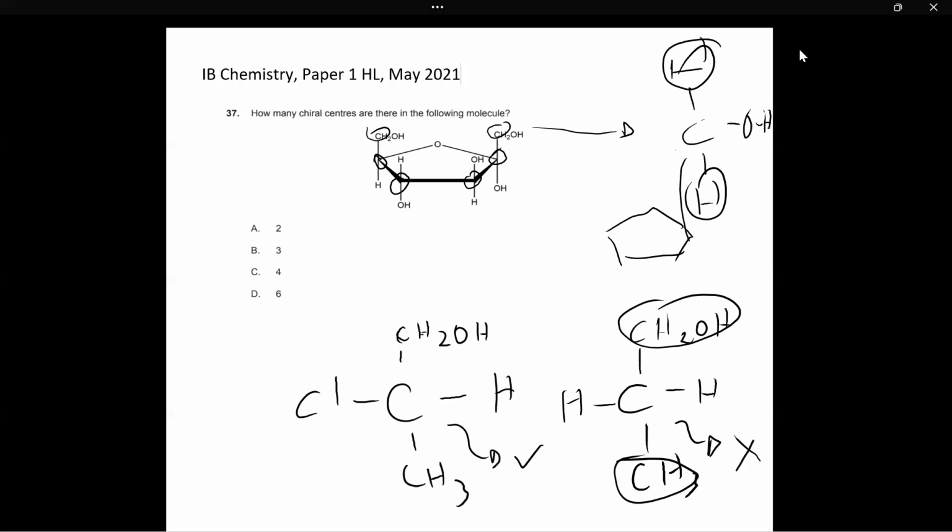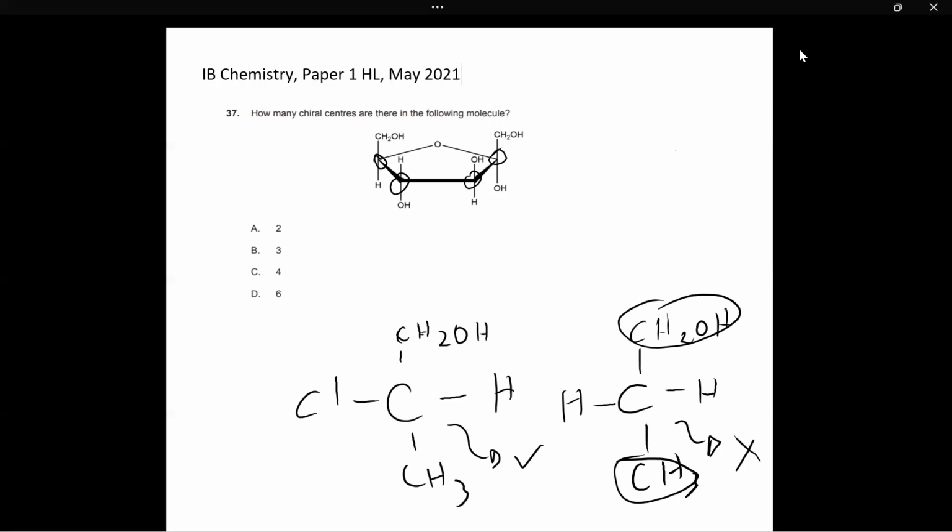And it's the exact same thing for this one, right? These both are identical groups. So we can eliminate these two carbons, right? They are not going to be chiral centers. So we can eliminate option number D. 6 is wrong. Now we are left with 4 other carbons.